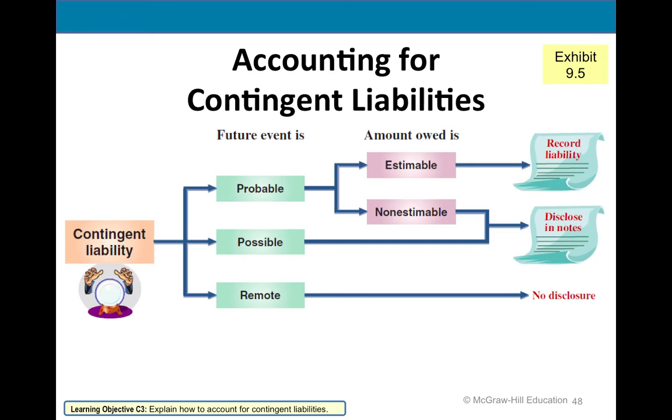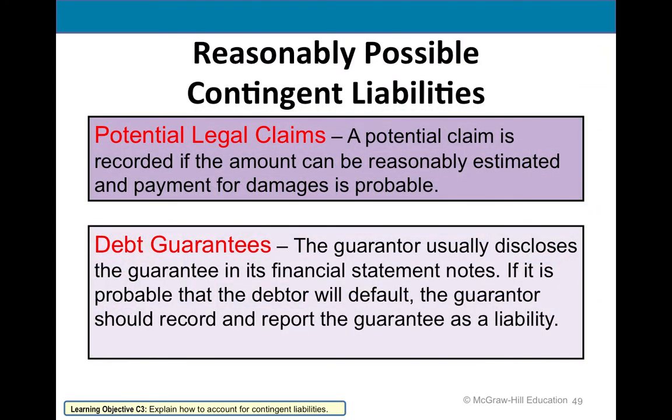Then if it's only possible, it's different. Now, if it's a remote chance, a 1 in a million chance, don't even worry about that. No disclosure needed at all. Again, you're talking about any legal claims, any debt guarantees. If you guarantee something, those would be contingent liabilities we account for.